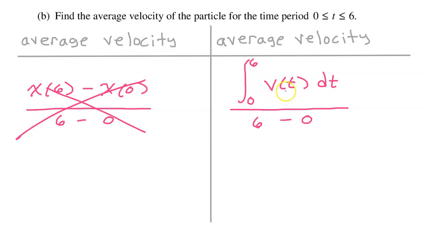So we're going to do this. In the denominator, 6 minus 0 is just 6. And we will often rewrite this as 1/6 times the integral from 0 to 6 of velocity. This just makes it a little bit easier to type into the calculator. So let's type this in.